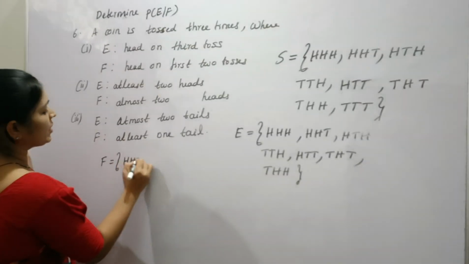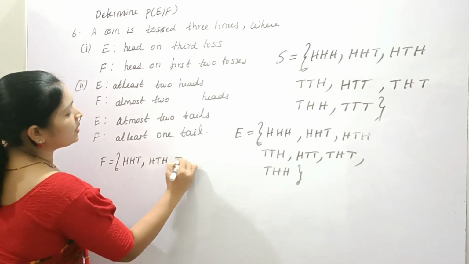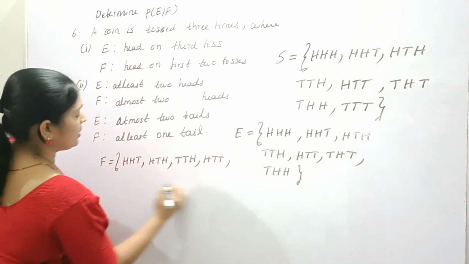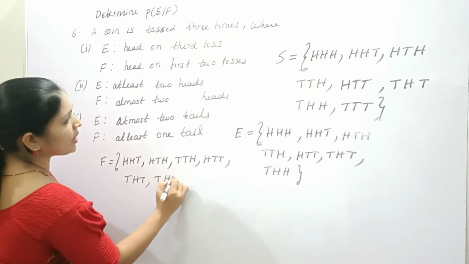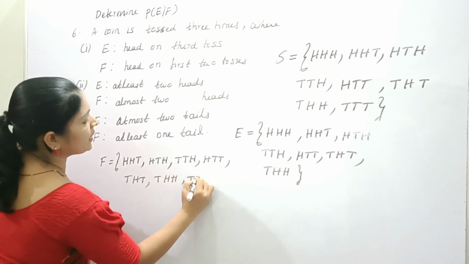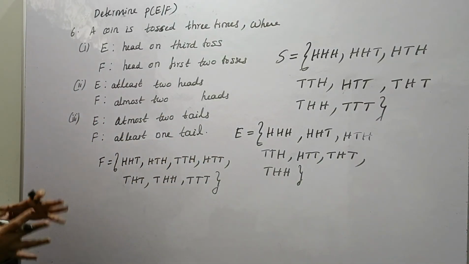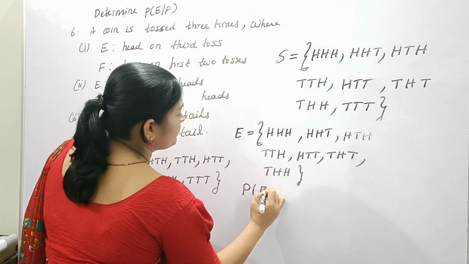So HHT, HTH, TTH, HTT, THT, THH, TTT. Okay. Now here also we have to find the probability of E given F.